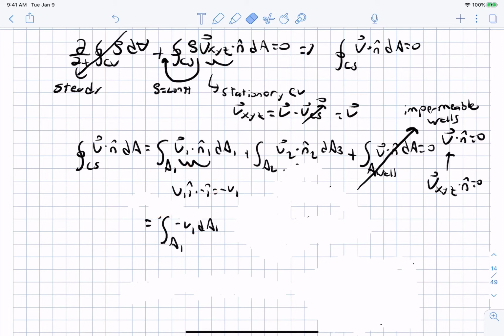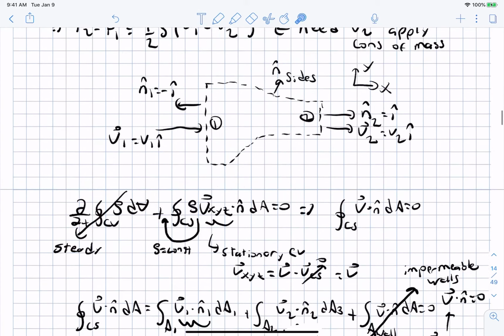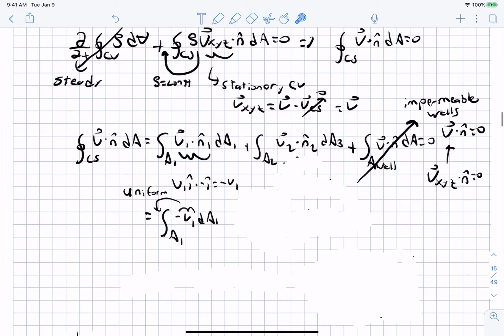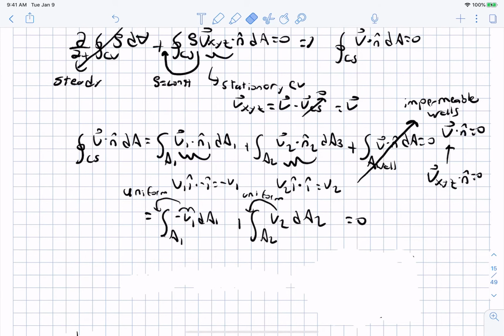Well, this is uniform, so then we can basically pull that out, because that means that basically v1 at the top of the surface is equal to v1 at the bottom of the surface. So it's spatially uniform over the area, so we can just yank that out. And then this is what the integral turns into. And then we can basically do the same thing for the second area. I'm not going to go through that in detail.